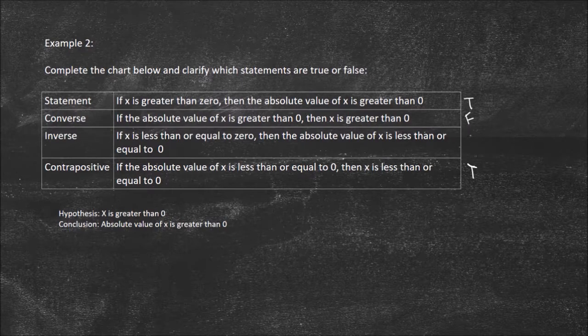And we know the inverse must be false too, but let's figure out why. It says if x is less than or equal to 0, then the absolute value of x is less than or equal to 0. This one's actually easier to determine the truth value for than the converse, because if x is less than or equal to 0, let's plug in a number, negative 10 again. The absolute value of x, well, that would be 10. That's greater than 0, so that would be false too. So that's our second example.